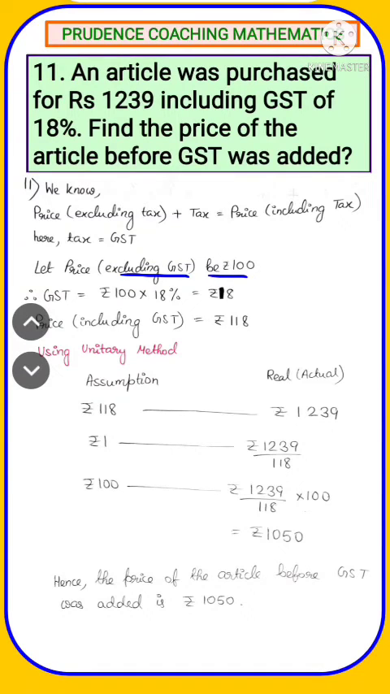Whenever we will deal with tax, always assume the price excluding tax to be rupees 100, because on this you need to calculate the tax. So GST is rupees 100, that is the price excluding tax, into 18% as it is given in the question. You will get rupees 18. Now if we add excluding GST price with GST, you will get rupees 118, that is the price including GST.